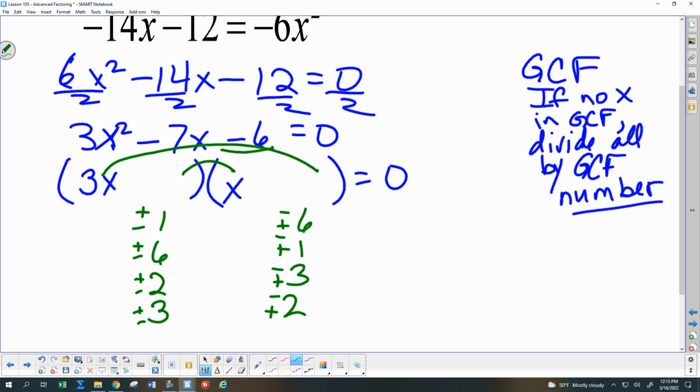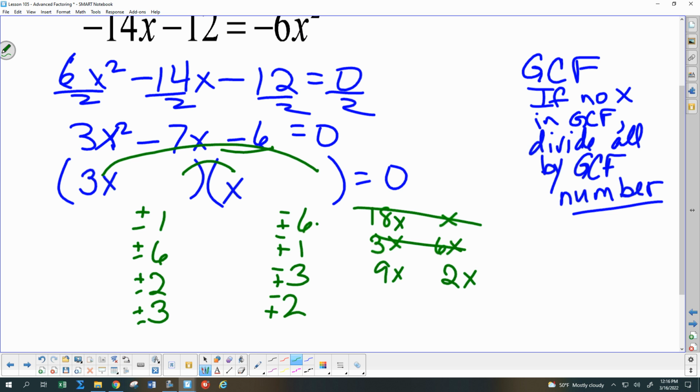So if I put a 1 and a 6 in there, I'm going to have an 18x and an x. Can I get a 7 out of that? If I put a 6 here and a 1 there and I FOIL, I'm going to have a 3x and a 6x. Can I get a 7 out of that? Yes, no? Okay, nope, seeing heads shaking, no. If I put a 2 here and a 3 here, so I get a 9x and I get a 2x. Can I get a 7x out of that?